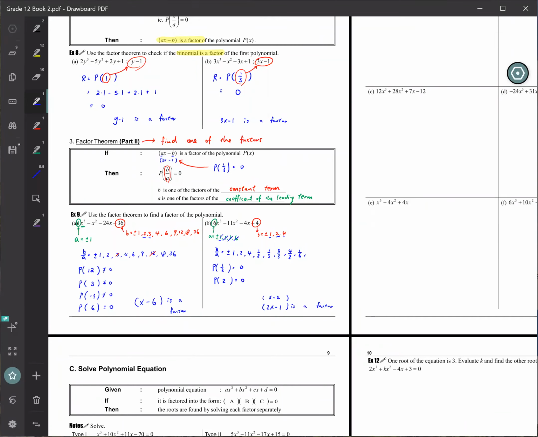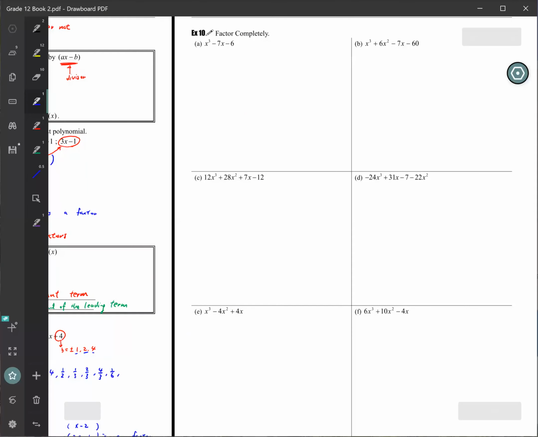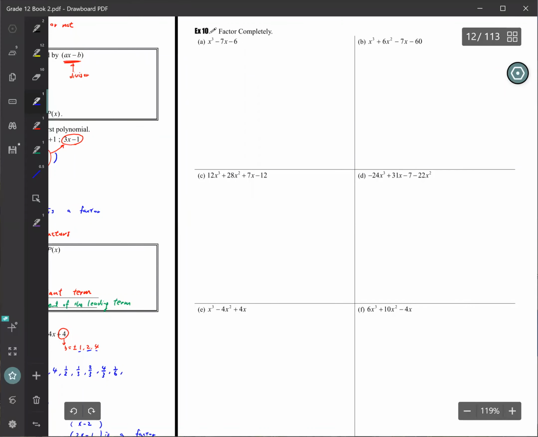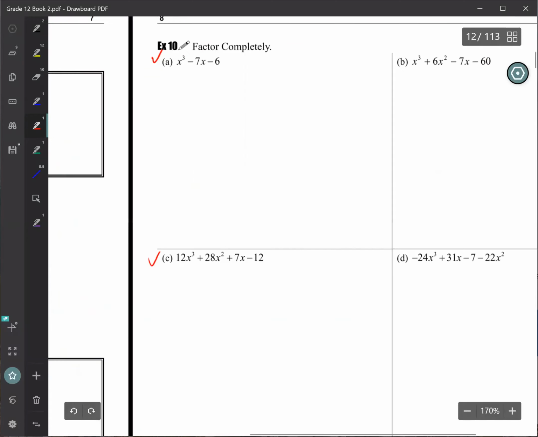All right, so the next page is factor completely. We are just going to do the left side, because the right side has similar questions. Each of A, C, E are different kinds of questions, even though they are all factor completely. So later you'll see they are different types.